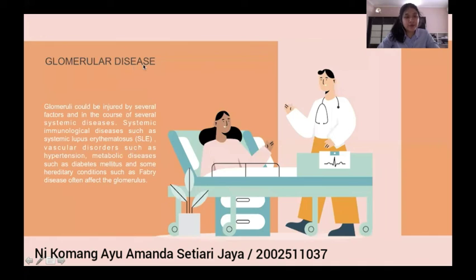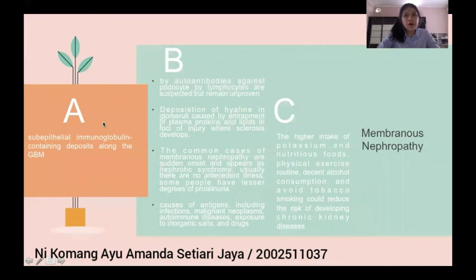Glomerular disease is one of the major clinical problems of nephrology. Glomeruli can be injured by several factors and in the course of several systemic diseases. One of the most common forms of primary glomerular disease is membranous nephropathy. It is characterized by subepithelial immunoglobulin-containing deposits along the GBM. 80% of the cases are primarily caused by autoantibodies against podocytes; lymphocytes are suspected but remain unproven.